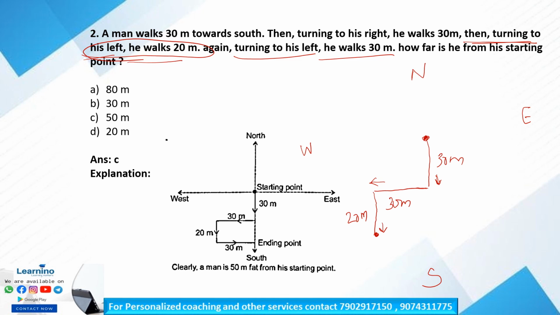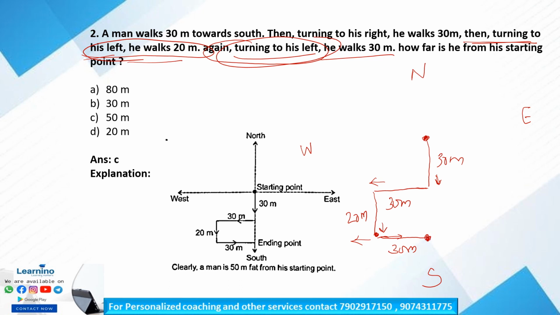His left is this and his right is this. In this question it is given that again turning to his left, he turns to his left and walks 30 meters. So he walks 30 meters towards his left. This is 30 meter. So now he is here.